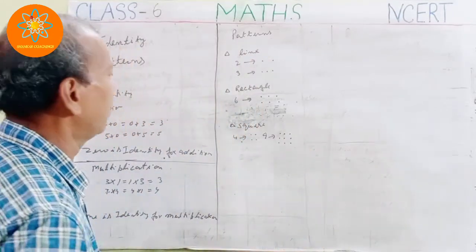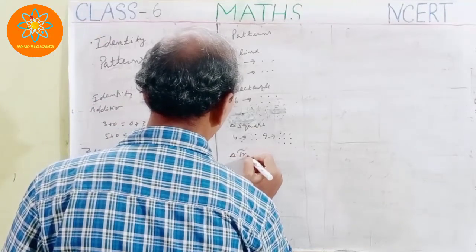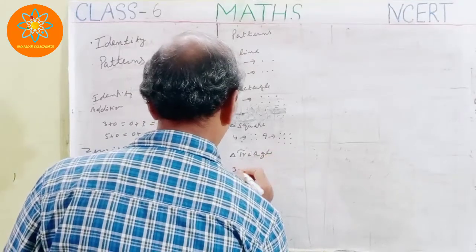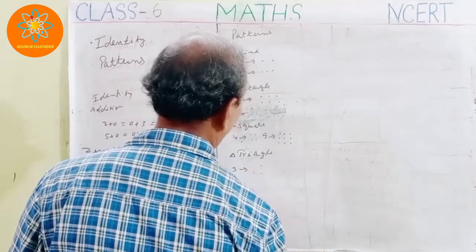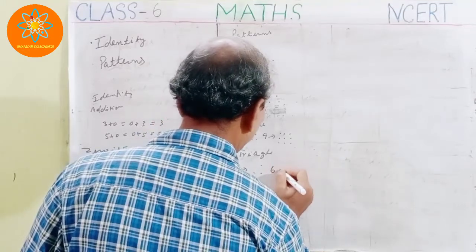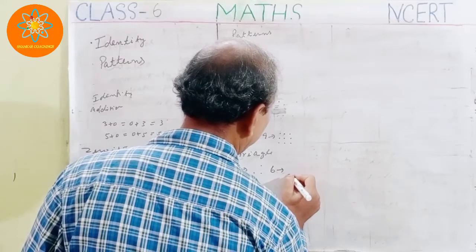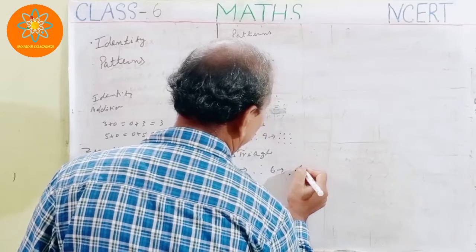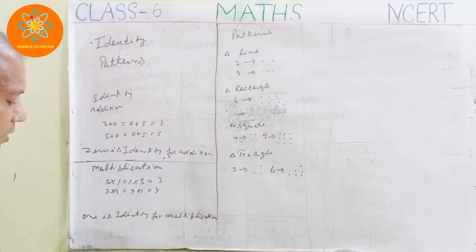Then I can represent as a triangle also. Like if I have 3, I can represent it like this, which is a triangle. Then let's suppose 6 is there. So I can represent this as a triangle. So these are the patterns.